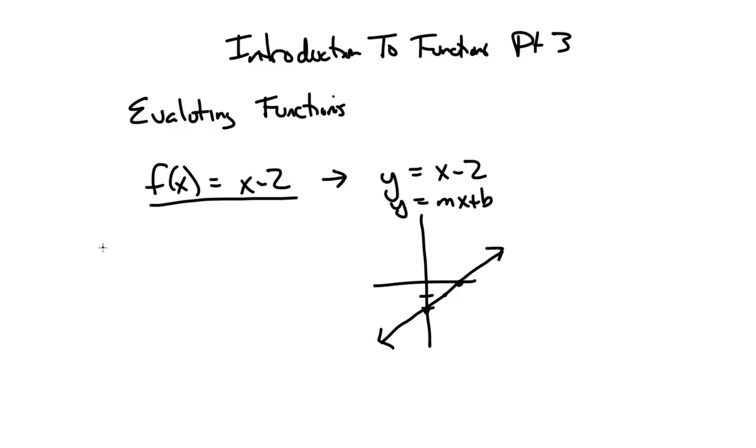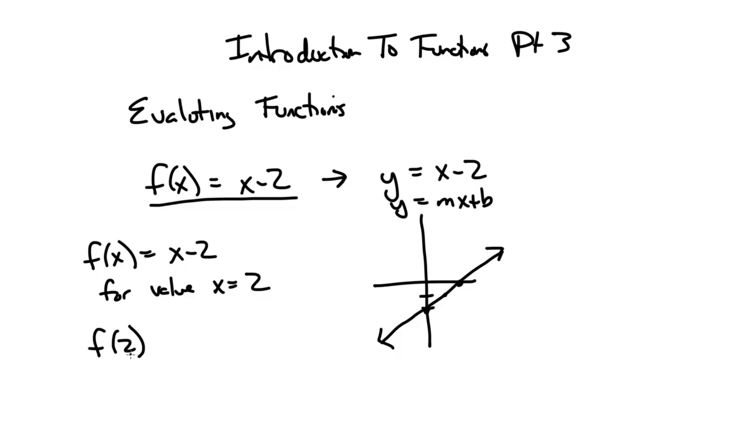Or I could say evaluate f of x equals x minus 2 for the value x equals 2. The notation I would use is, instead of saying f of x, I would just say f of 2. And that would equal, I'm going to rewrite this equation right here, but every time I see an x, I'm going to put in a 2. So that would just be 2 minus 2, which equals 0. Well, what's f of 3? That would be 3 minus 2, which equals 1. So that's how you evaluate the function.